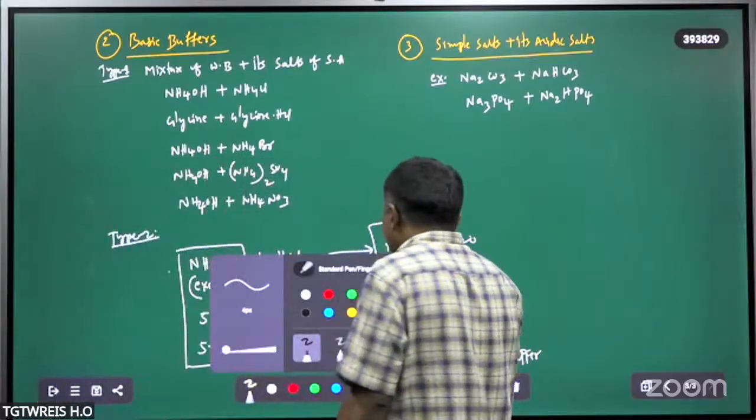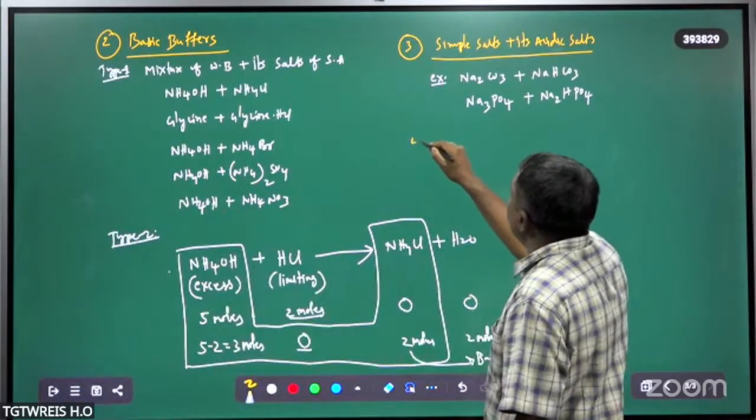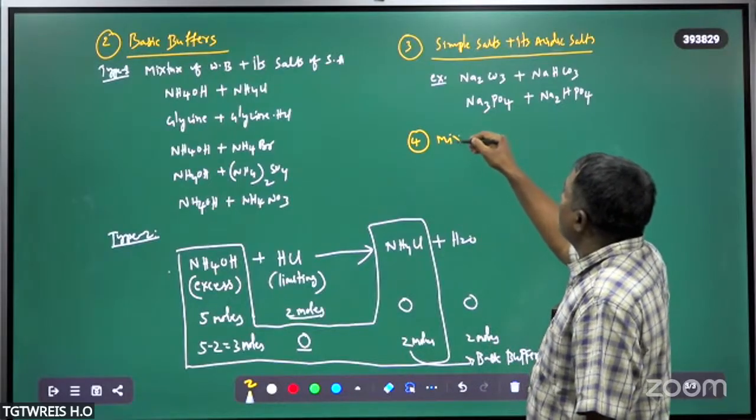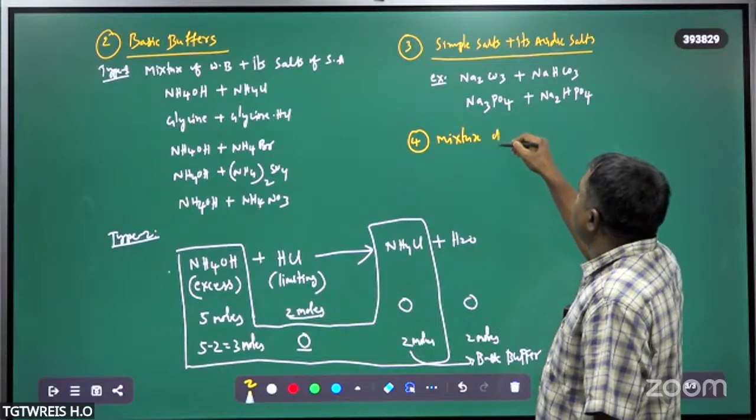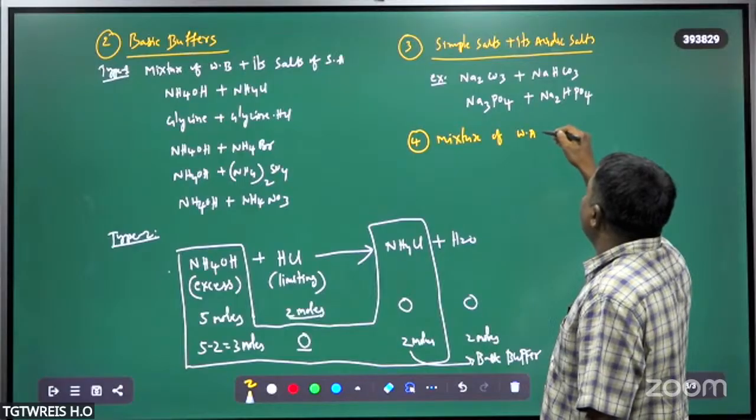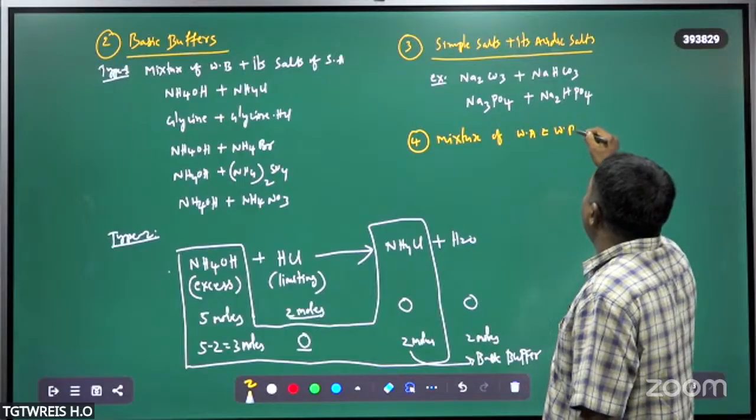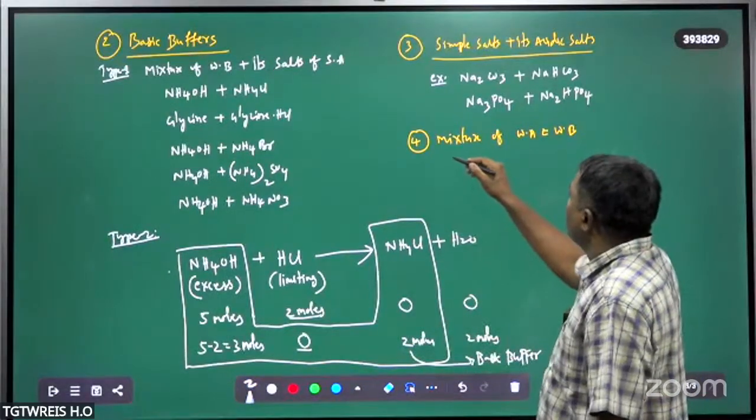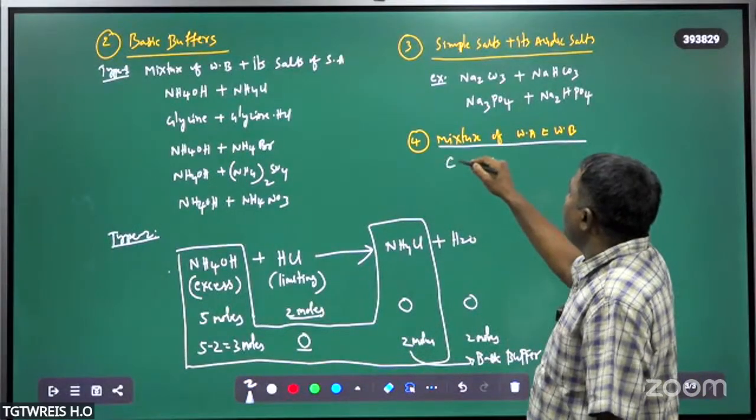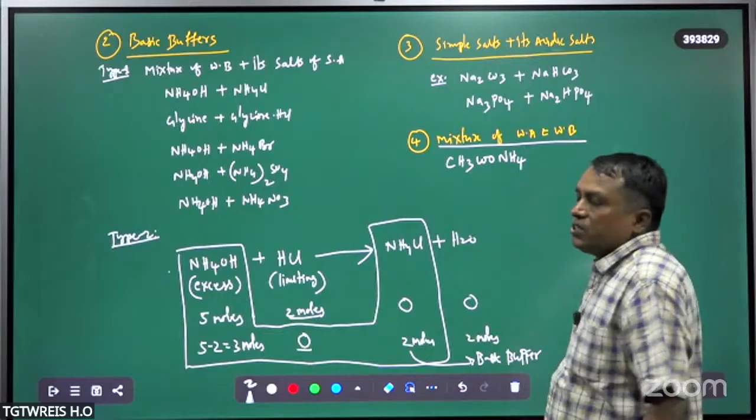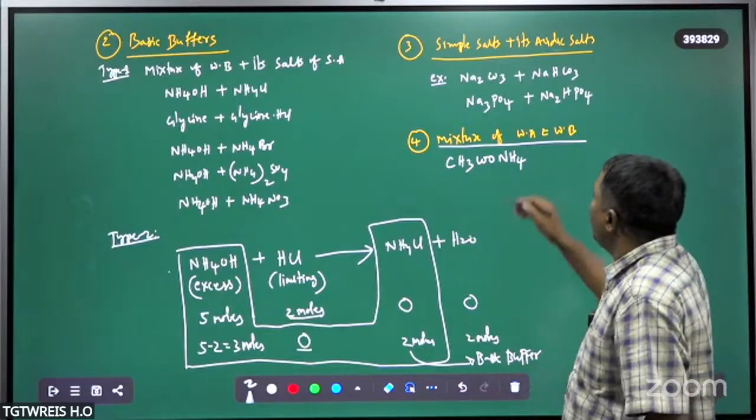And the next set is one more type, that is the mixture of weak acid and weak base. For example, you take CH3COONH4. CH3COONH4. So what do we have in this?